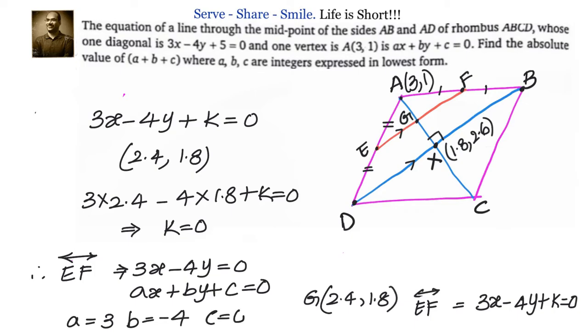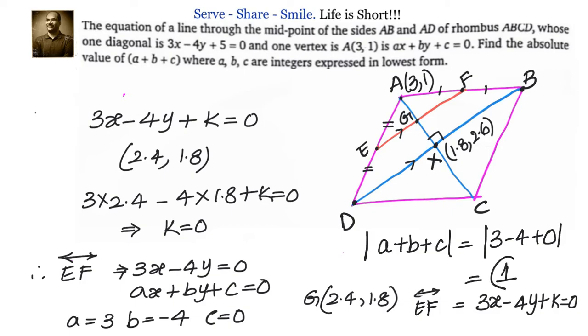What we need to find is the absolute value of a plus b plus c. So that will be the absolute value of 3 minus 4 plus 0, that is the absolute value of minus 1, which is equal to 1. So the answer we need is 1.